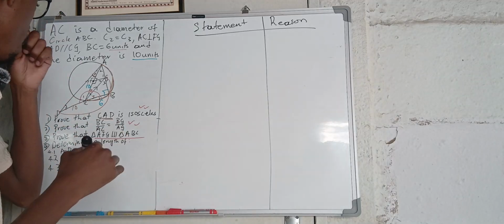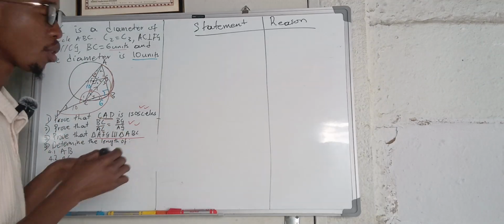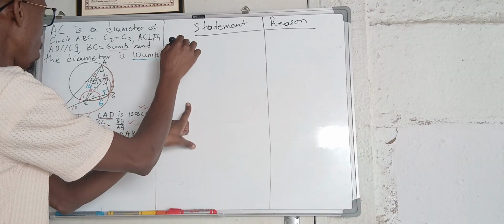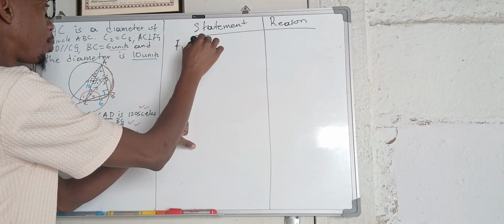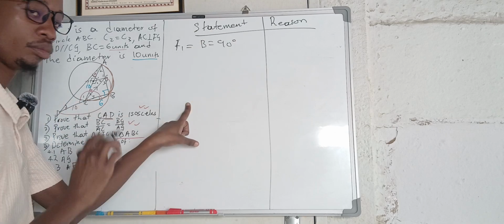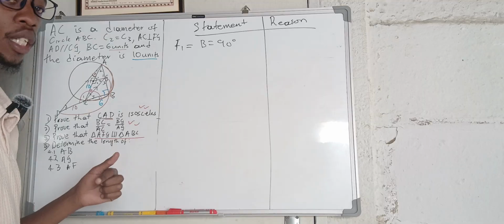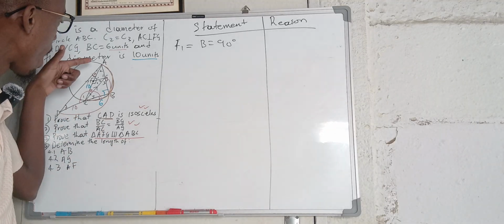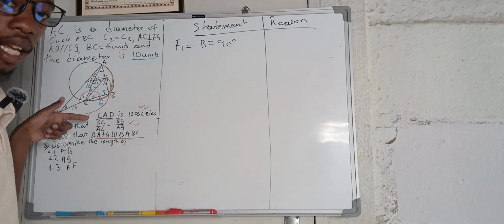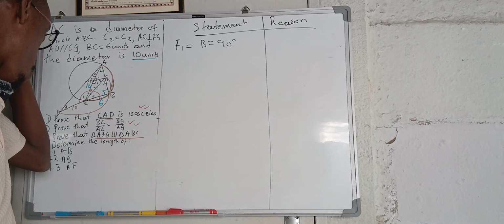Cool. We find out that, let me say this is F1 and F2. So I'm going to say F1 is equal to B, equal to 90 degrees. We have already given a reason why B is equal to 90 degrees. It is because AC is a diameter, therefore it is an angle that is subtended by the diameter. Cool. And then what else can we find?